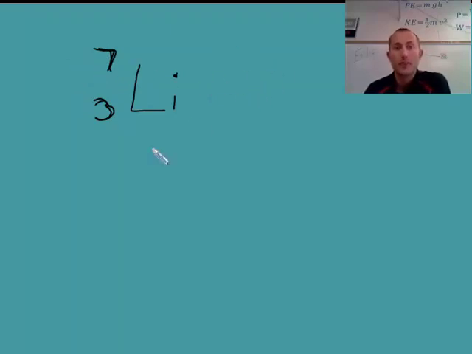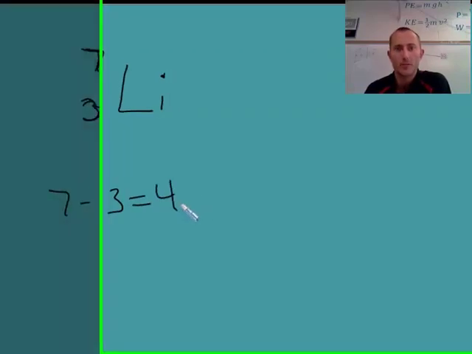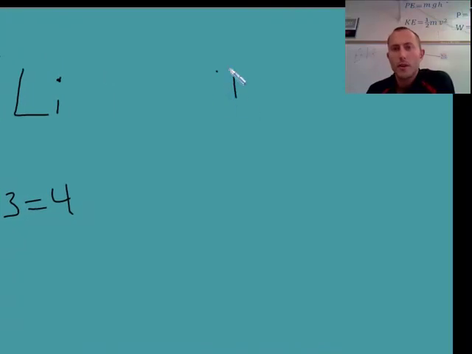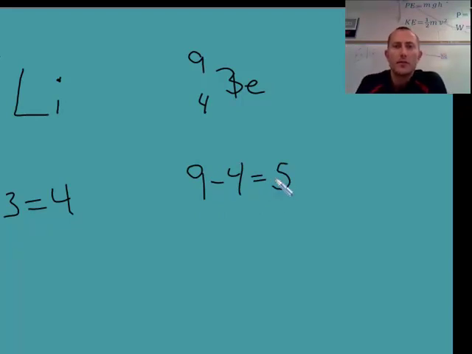How many neutrons then does lithium have? Well, the atomic mass is 7. Of that 7, we have 3 protons, so there must be 4 neutrons. Another example would be beryllium. Beryllium is atomic number 4, and if we look at the periodic table, we see it has an average atomic mass of 9. How many neutrons does beryllium have? Total mass of 9 minus our 4 protons gives us 5 neutrons.